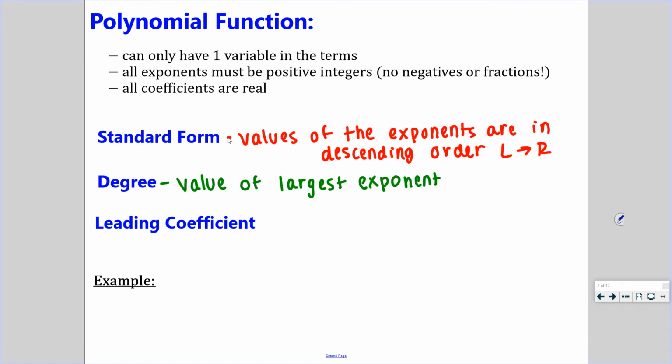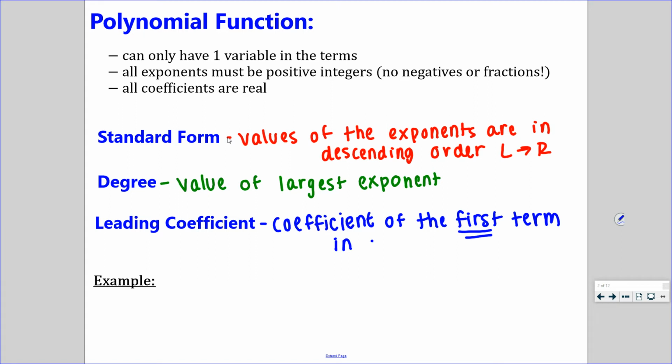Okay, leading coefficient. Do you guys know what a coefficient is, first of all? The thing in front of that variable. Yeah, good. The number in front of the variable. The leading coefficient is the coefficient of the first term when it's in standard form. I often abbreviate leading coefficient as LC. So if you ever see LC, that means leading coefficient.